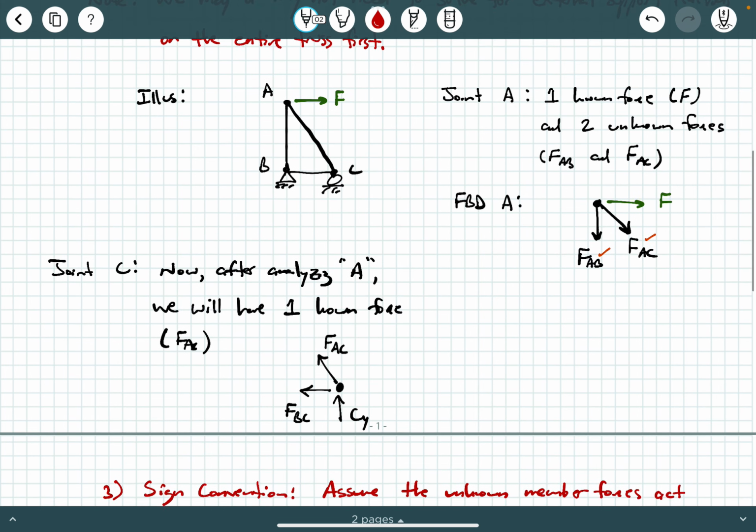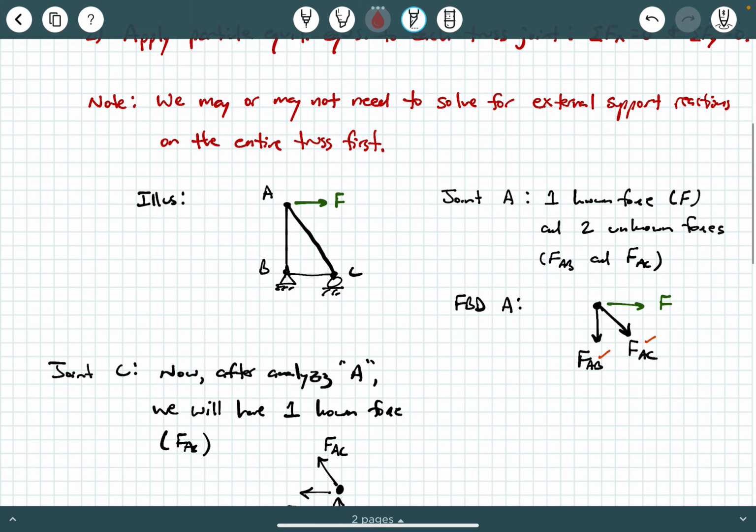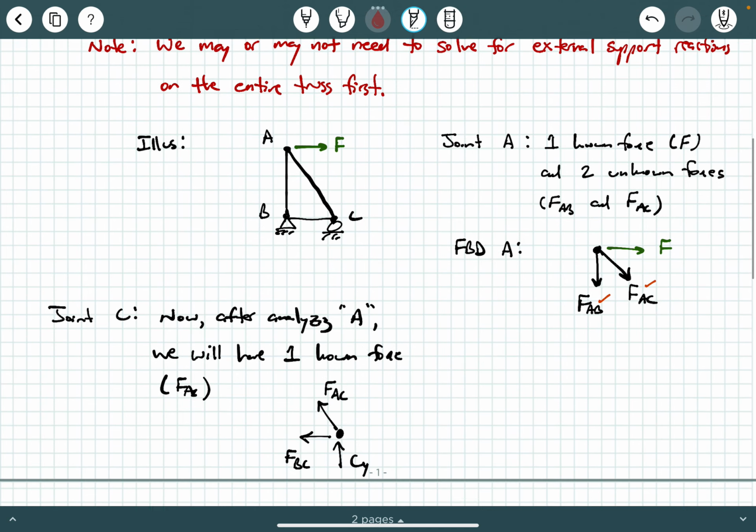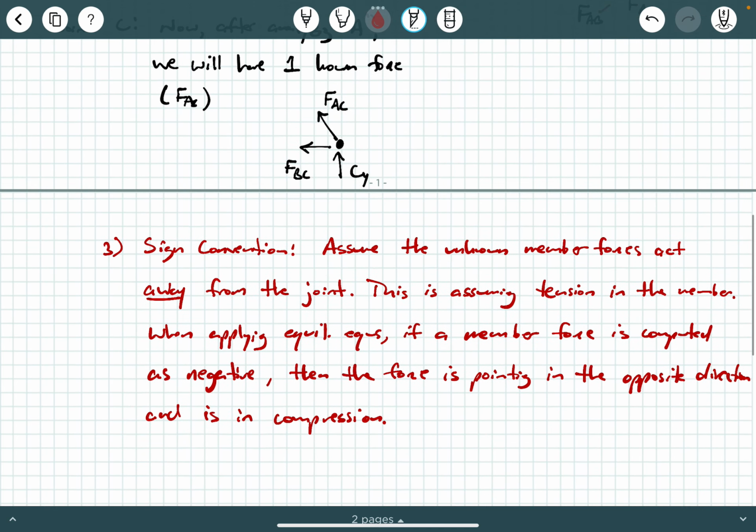Right now, if you notice in my little figures here, I drew these unknown forces pointing away from the joint, okay? Pointing away from the joint indicates that that particular member is experiencing tension. So we start with that assumption. We apply those equilibrium equations per step 2. And if something comes out as negative, what it really means is that particular force is pointing in the opposite direction of what we assumed, which really means that member is in compression, okay?